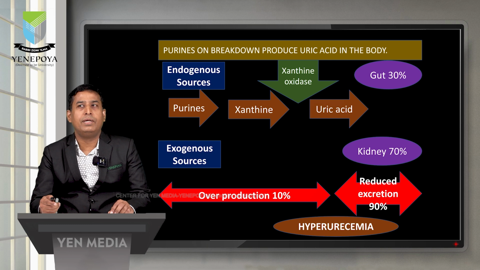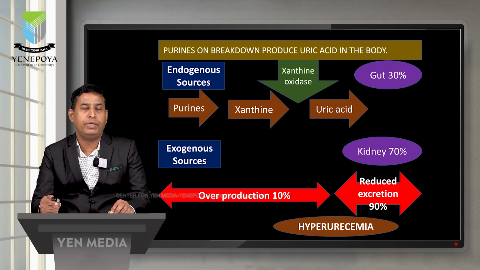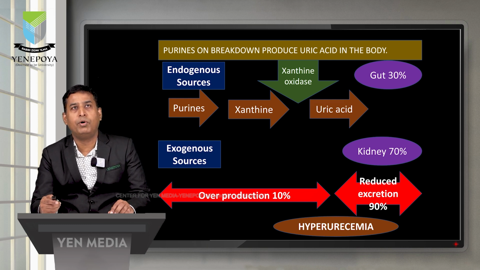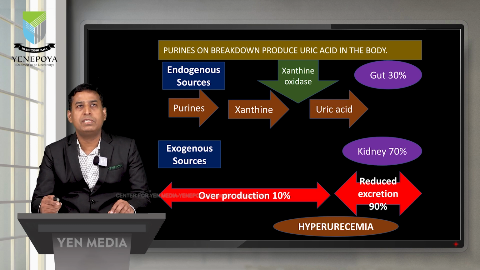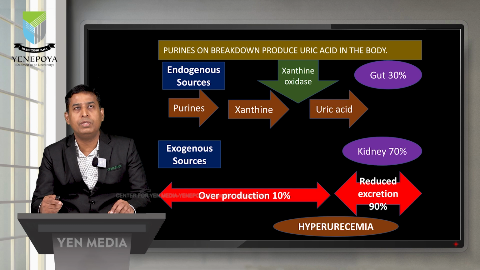Through this flow chart, let us try to understand uric acid metabolism. As I have already mentioned, uric acid is produced in the body by the breakdown of purines. These purines in the body are derived from two sources: endogenous sources and exogenous sources. Endogenous sources are those within the body which break down to form purines, and exogenous sources are usually contributed by food. The purines are further converted into xanthine, and in the liver, xanthine oxidase converts it into uric acid.